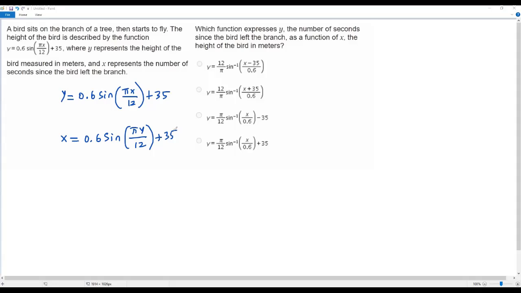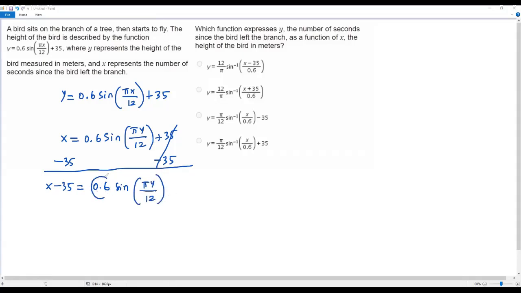Okay, so first I'm going to get rid of this plus 35. For that I have to subtract 35 from both sides. When I subtract 35 from both sides, the plus 35 and minus 35 cancel out, and we have x minus 35 on the left side. On the right side we have 0.6 times sine of pi y over 12.